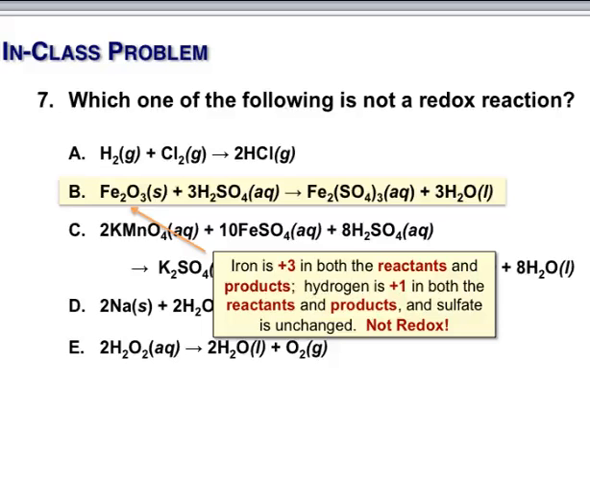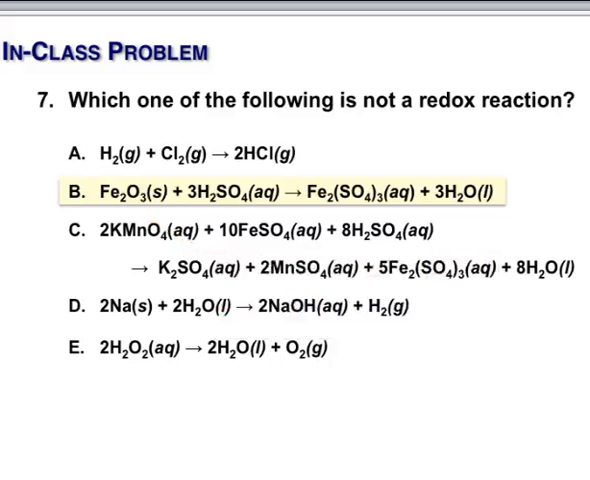But just for jollies, let's look at the equation that took up 2 lines. Once again, sulfate isn't going to change, is it? The hydrogen isn't going to change. Oxygen isn't going to change. So the one we have to really worry about is going to be manganese and iron. So let's just take one of them and see if its oxidation number changes. Okay? Permanganate.